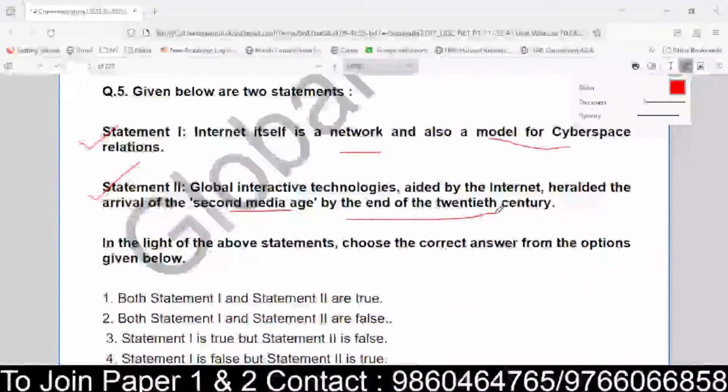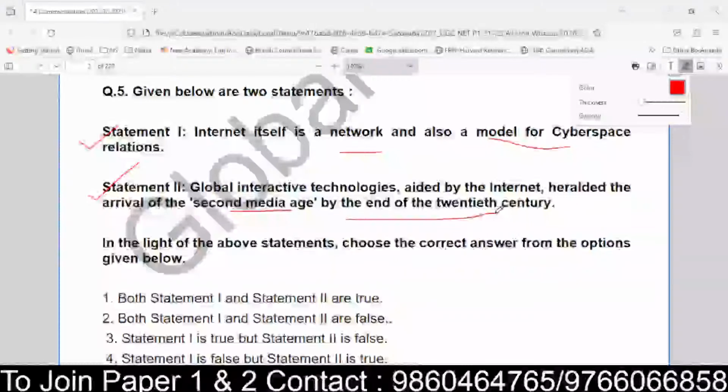With respect to these two statements, which statement stands to be true, which statement stands to be false? We need to answer this very well. Internet itself is a network and a model for cyberspace relation. Statement 2 is talking about global interactive technologies aided by the internet, and the arrival of second media age by the end of 20th century. So what does it indicate? Let's see how many of you are able to answer the question.